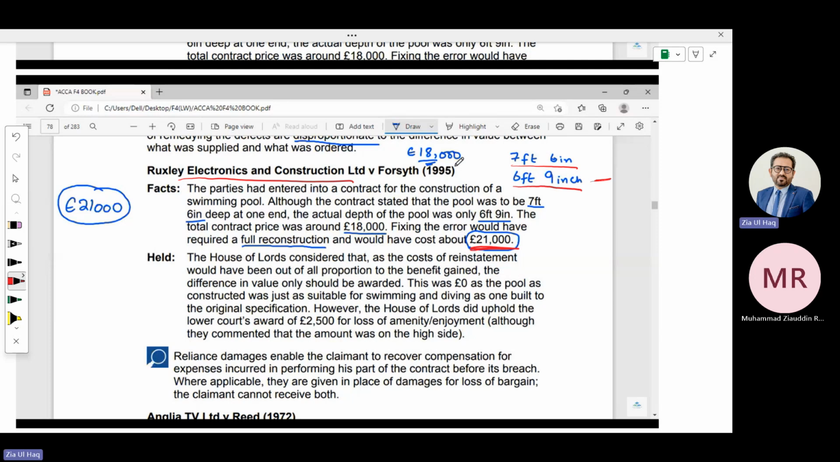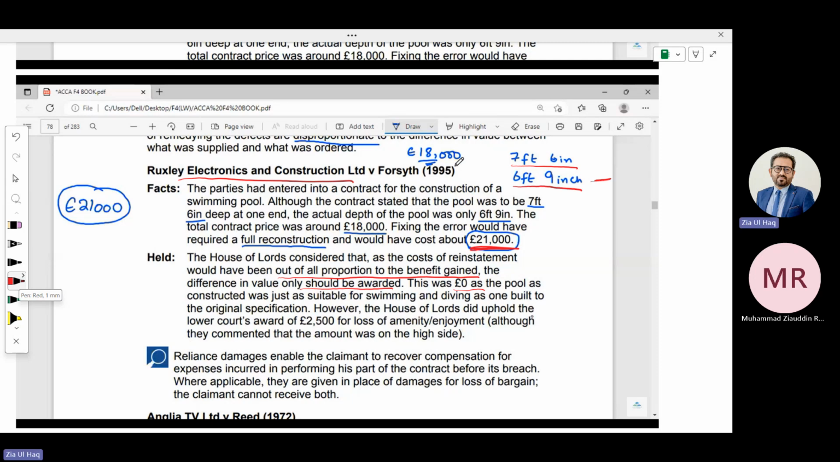considered that as the cost of reinstatement would have been out of all proportion to the benefit gained, I mean that much benefit they haven't gained from this contract. The maximum benefit they gained from this contract is 18,000, and the cost incurred will put them into loss. So the difference in value only should be awarded. This was £0 as the pool as constructed was just as suitable for swimming and diving as one built to the original specification.